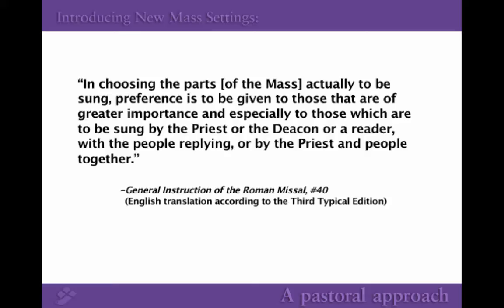Here, especially in the United States, we've kind of fallen into this pattern of thinking that it's the four hymns that are the most important parts of the Mass to be sung. The entrance song, the preparation of the gifts, the communion, the sending forth song. We kind of fell into that pattern in the 1960s when we first changed the Mass into English. But the actual most important parts of the Mass are the dialogue.